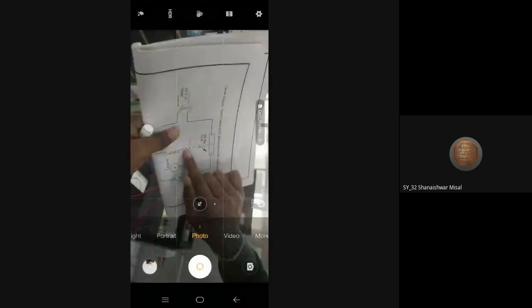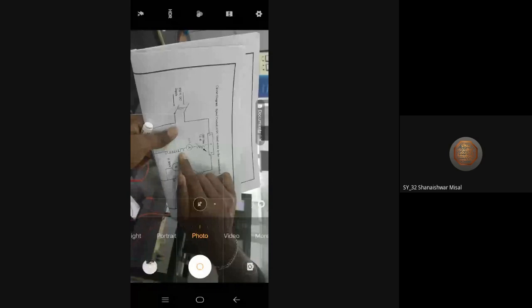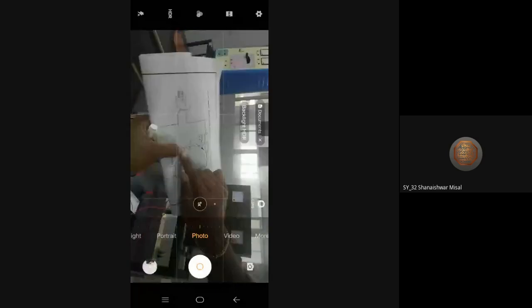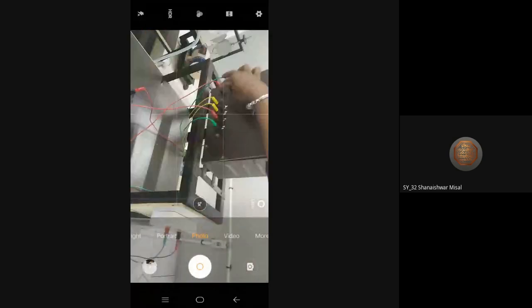So here I am getting maximum resistance. That is why the current will be 0. Another terminal I will take to the ammeter. You can see the ammeter is connected in series. Then another terminal of the ammeter is connected to the F1 point of the motor. Now this F2 terminal of the motor is connected back to this F2.